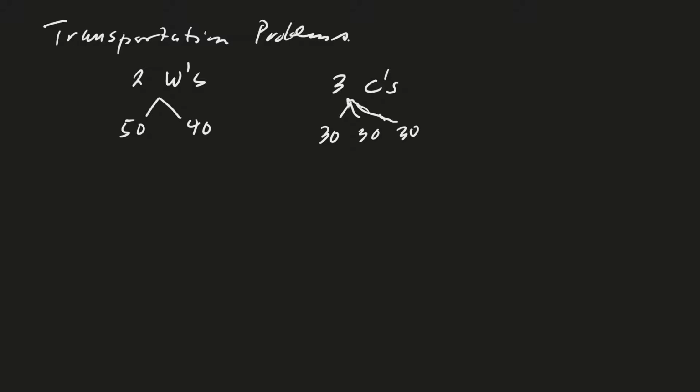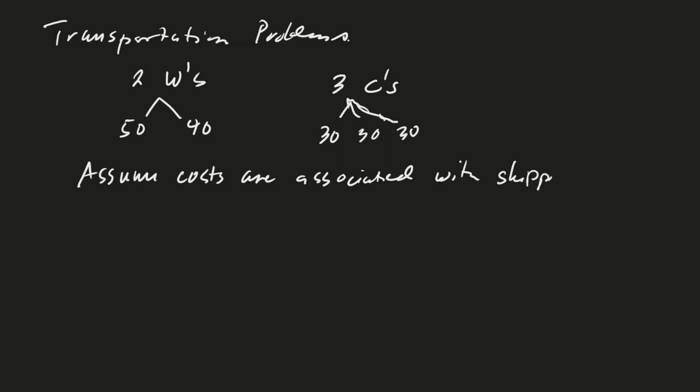And so what we're going to do is assume costs are associated with shipping one unit from warehouse I to customer J.